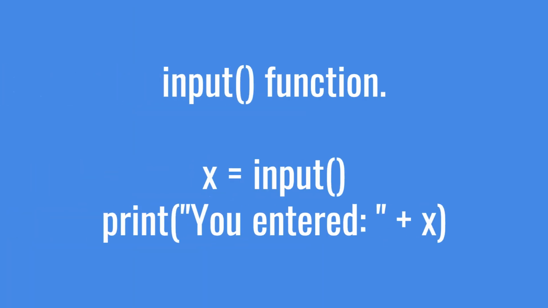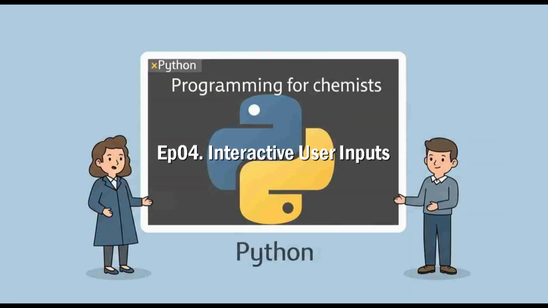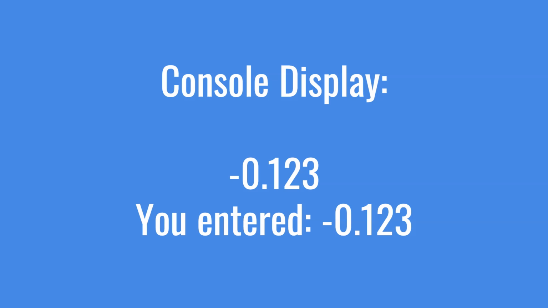x = input(), print('you entered ' + x). When Python hits the input line, the program pauses and waits for you to enter a value and hit the enter or return key. That entered value is then assigned to the variable x. The print(x) line then displays the value on the console. If you run this and enter, say, -0.123 and hit enter, the console will show -0.123, you entered -0.123.